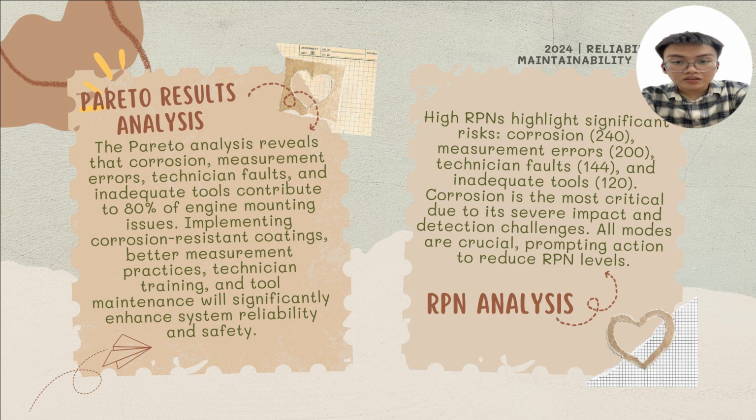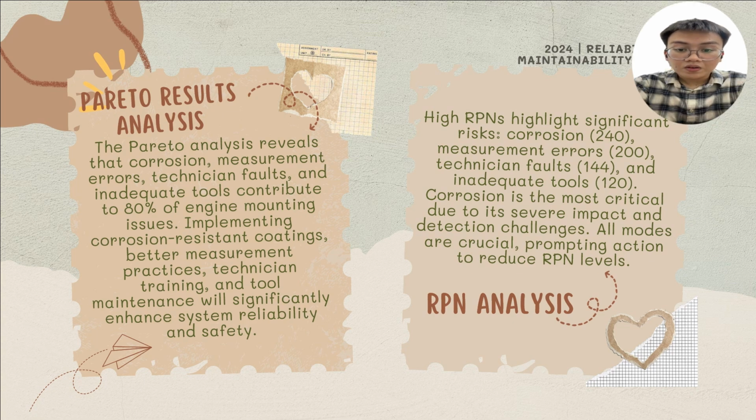The total risk priority number (RPN) may be greatly decreased by taking care of these important problems, which will improve the automobile engine mounting system's dependability and safety. Based on the RPN analysis, high RPNs highlight 4 significant risks. The first one is corrosion, with an RPN of 240, followed by measurement error and technician fault, which are 200 and 144 respectively, and lastly inadequate tools with an RPN of 120. Corrosion is the most critical due to its severe impact and detection challenges. All modes are crucial, prompting actions to reduce the RPN level.